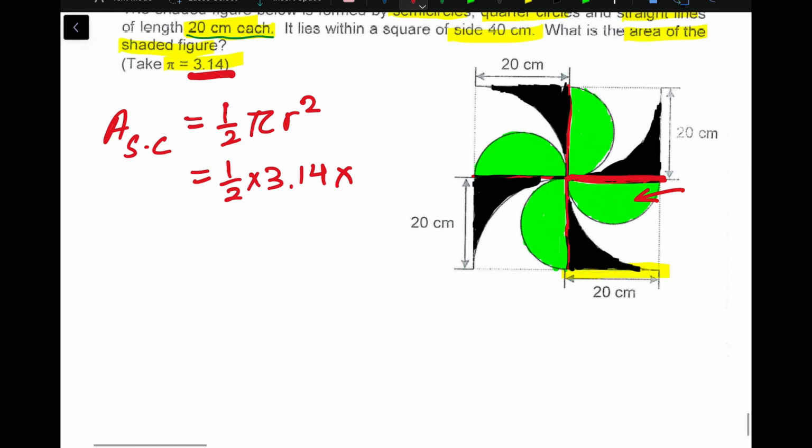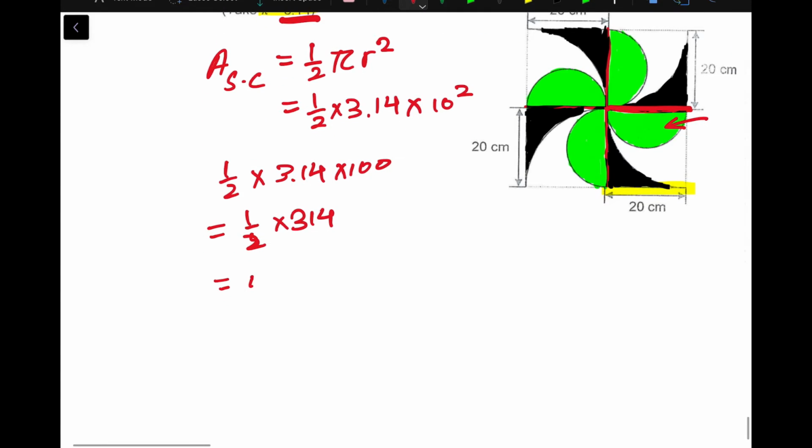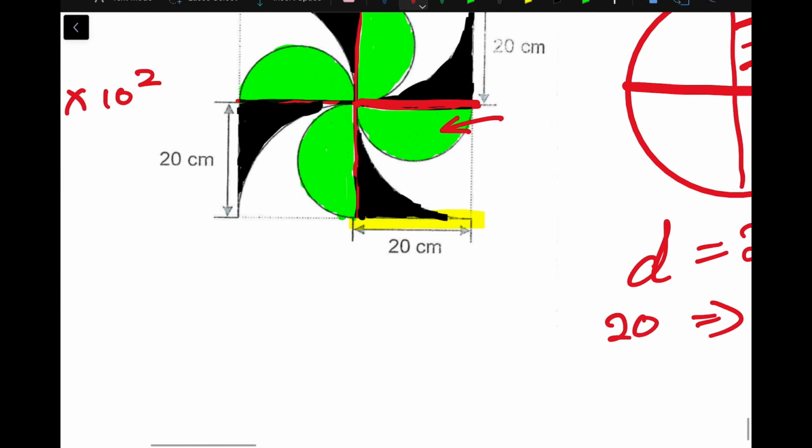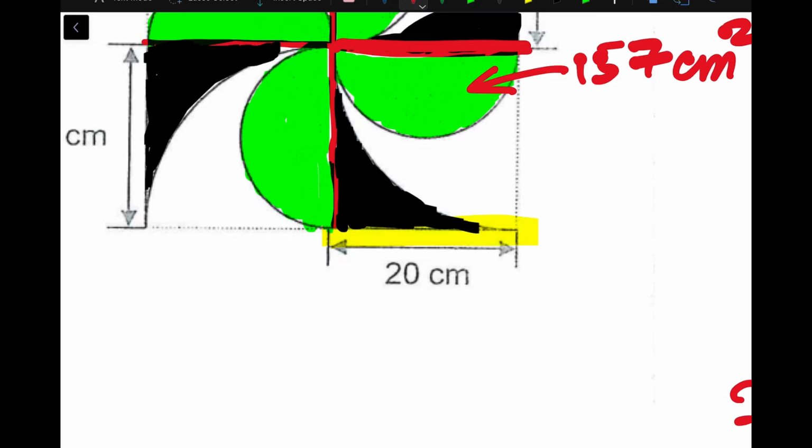So in this case you would have half times 3.14 times 10 squared, and then we get half times 3.14 times 100, which is the same as half times 314, which gives us 157 square centimeters. So that's the area of one green semicircle over here. And now we need to proceed and find the area of this black region over here.